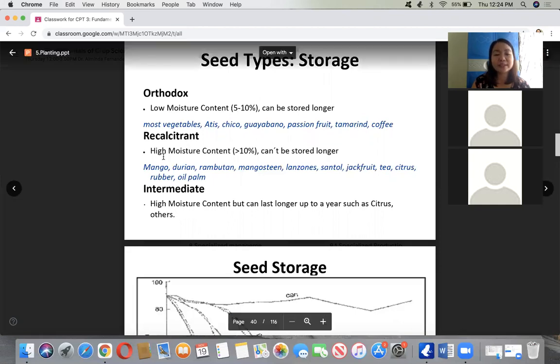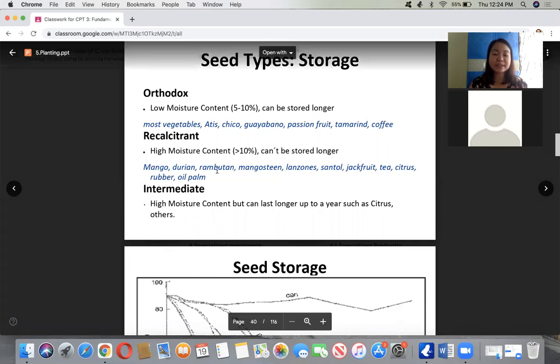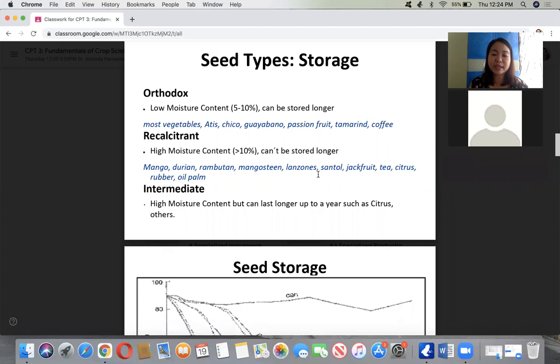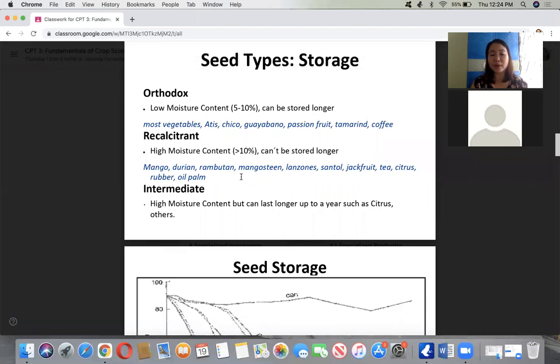Well, we also have recalcitrant, if it is high moisture content, greater than 10%, which cannot be stored longer because if it has high moisture content, it easily spoils. Examples are mango, durian, rambutan, mangosteen, lanzones, santol, jackfruit, tea, citrus, rubber, and oil palm. And this is also the reason why pre-germination occurs, mostly in recalcitrant seeds, which they call vivipary.